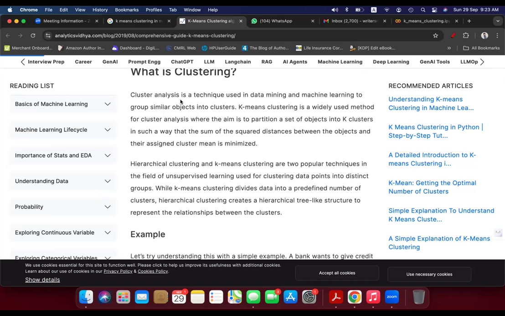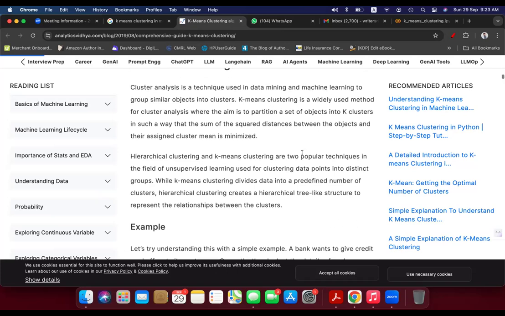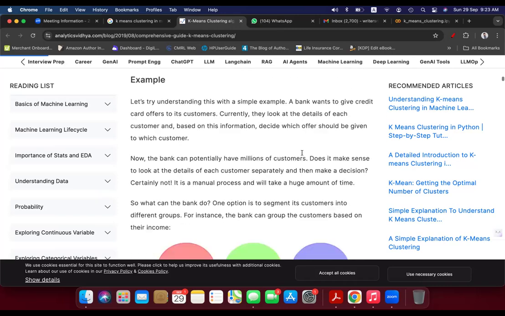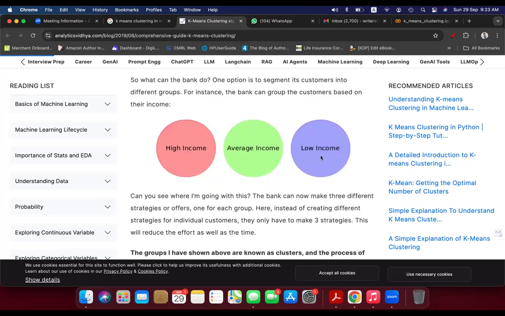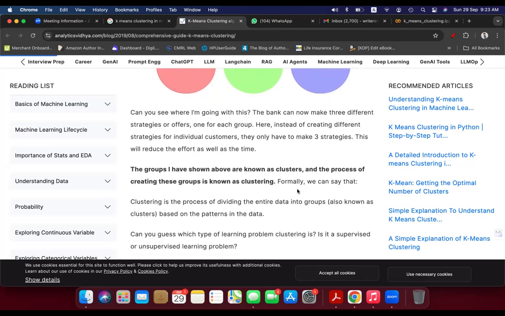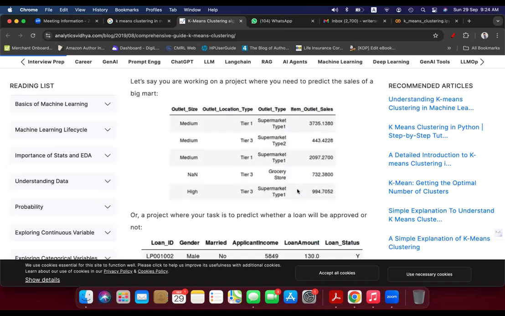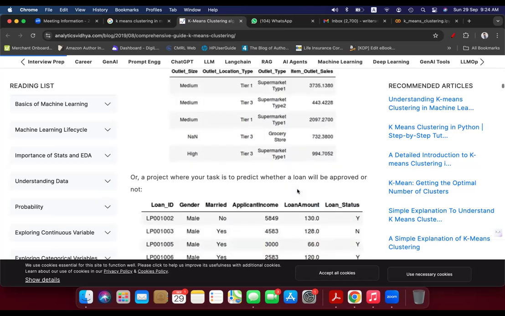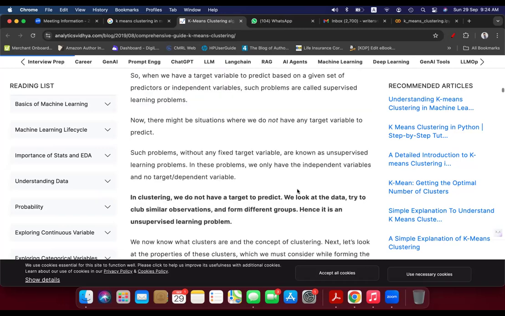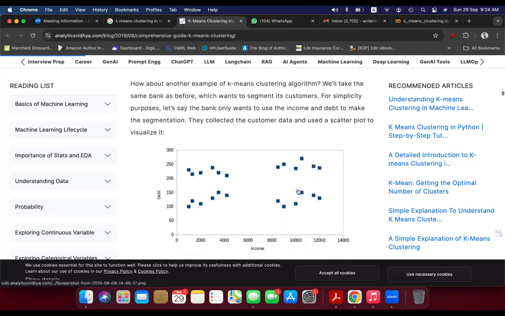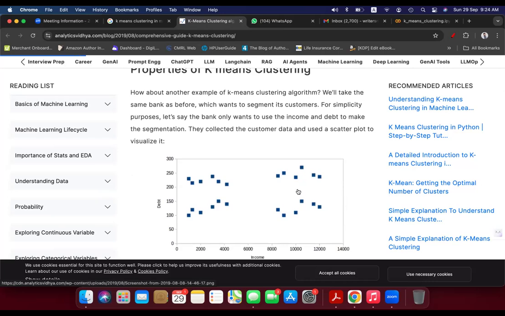Cluster analysis is a technique used in data mining and machine learning to group similar objects into clusters. So this is the main idea: high income, average income, low income. We group them, and they are getting clustered together. And how is clustering an unsupervised learning problem? That is what we are going to look at. Maybe we are going to learn that. But before that, I want to make sure that we cover what the elbow method is and the other things.